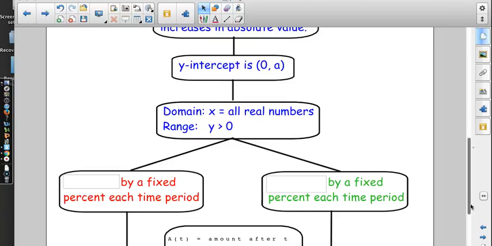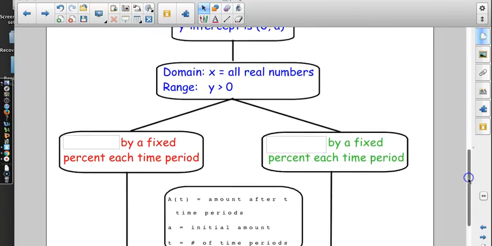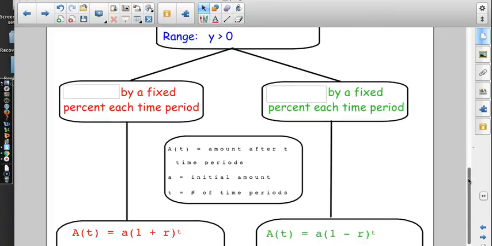But for right now, with no h and k, y is going to be greater than 0. Now, we're going to talk a lot about interest because the MCAs love problems about savings accounts and bonds and all that kind of stuff. So, if you're having a savings account, it's going to increase by a fixed percent each time period. And they'll tell you usually it's going to be quarterly. Most banks will do quarterly interest. And it could be that it's going to decrease by a fixed percent each time period.